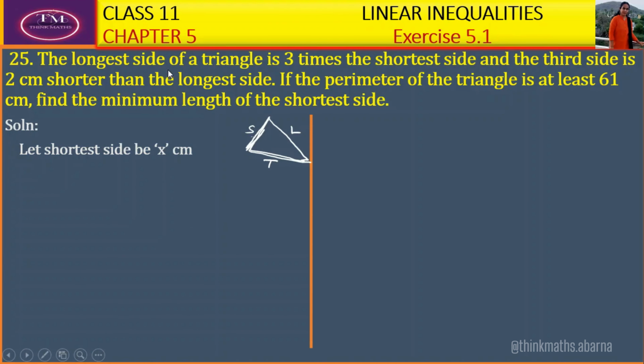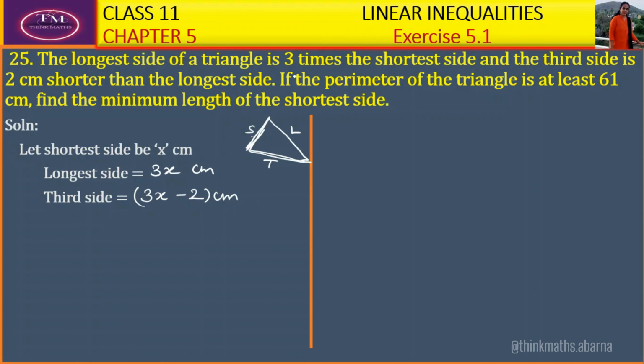Now what is given? The longest side of the triangle is 3 times the shortest side. So the longest side will be 3 times x. What is the third side? The third side is 2 centimeters shorter than the longest side. So compared with the longest side, it is 2 centimeters less. So these are the values it takes. Okay, with this we finished up to this.